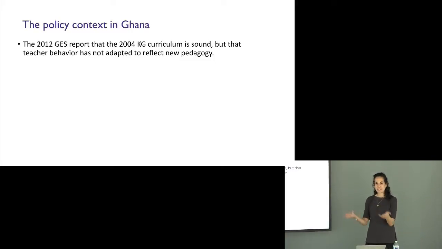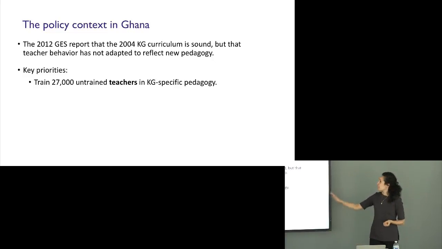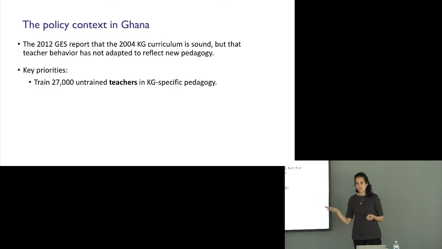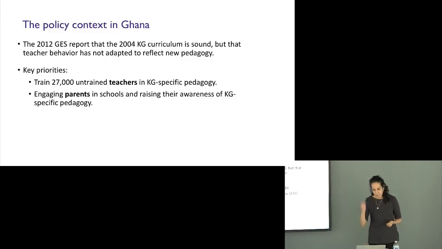So despite having passed it on paper, they gave it to schools, but teachers never really received support to actually integrate it into their practice. And because the expansion happened so quickly, a lot of teachers had actually no formal training at all in education. So the key priorities coming out of this report were first to train the untrained teachers, and they estimated that there were 27,000 of them untrained in what they called KG-specific pedagogy, kindergarten-specific pedagogy. And the second priority was to engage parents in schools and also raise their awareness.